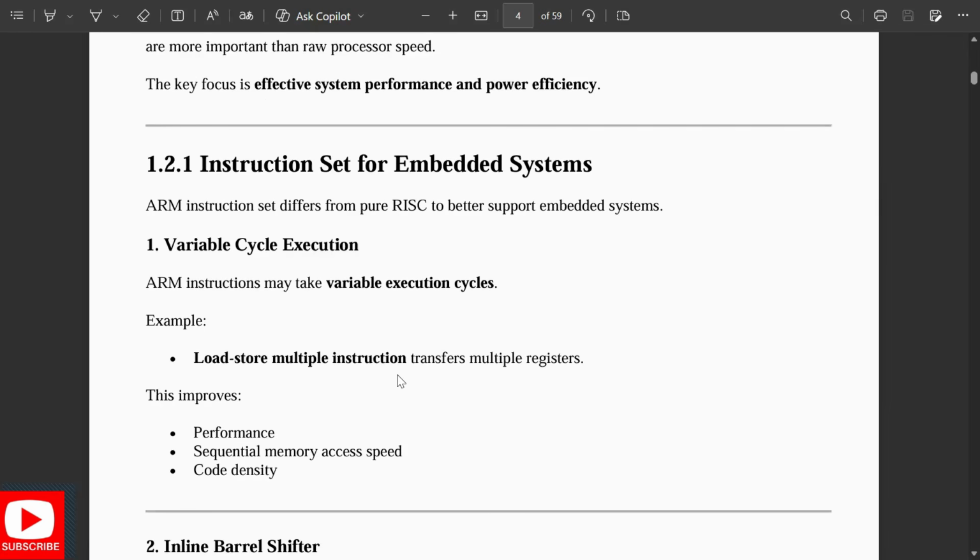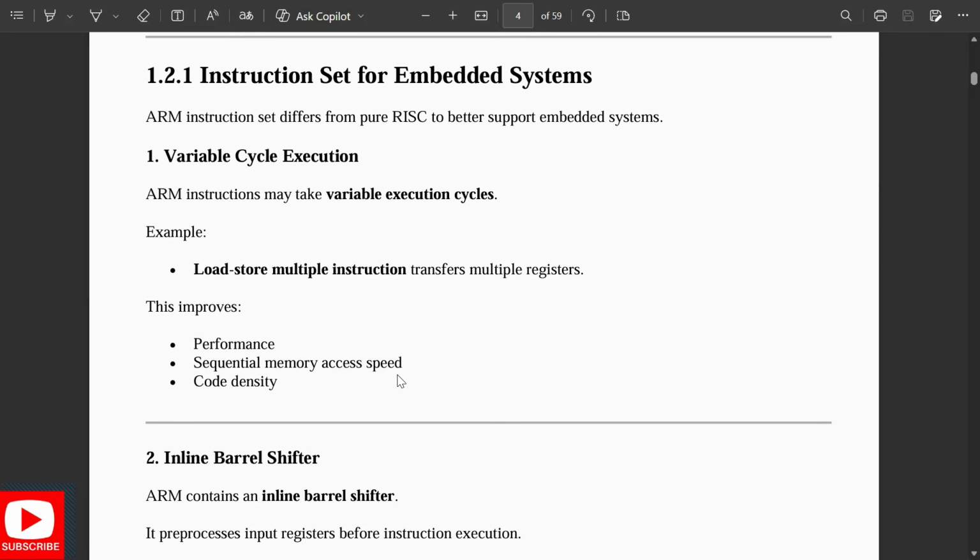So next is the instruction set of the embedded system. Here the ARM instruction set differs from pure RISC, but provides better support for embedded systems. So first is variable cycle execution.